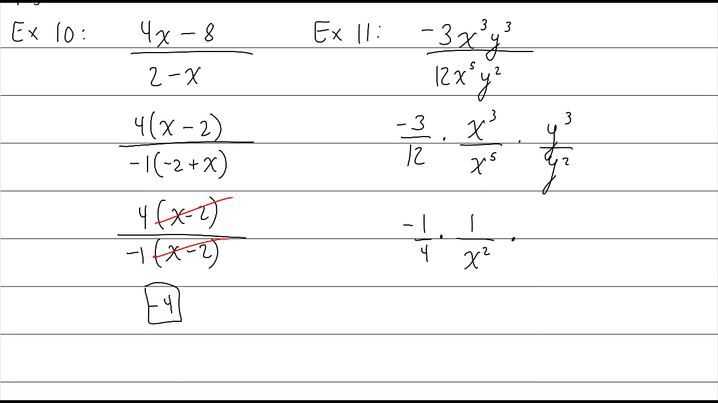Times, okay, y to the 3rd over y squared. 3 minus 2 is going to be 1, so that's going to leave me with y to the 1st power over 1, right? Again, the understood 1 that was there. And then I multiply this out. So negative 1 times y is going to be negative y. 4 times x squared times 1 is going to be 4x squared. And there we go. All right, so that would be our introduction to rational expressions.